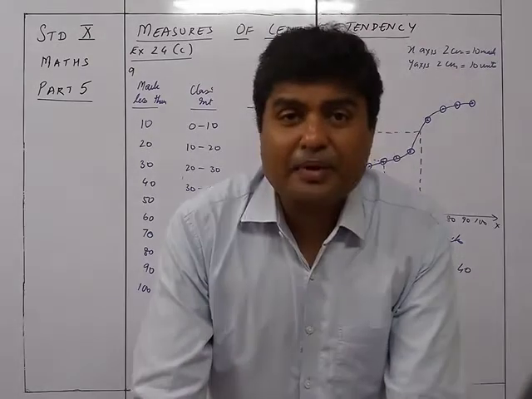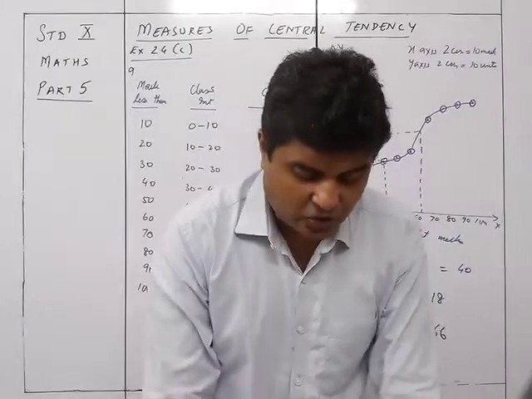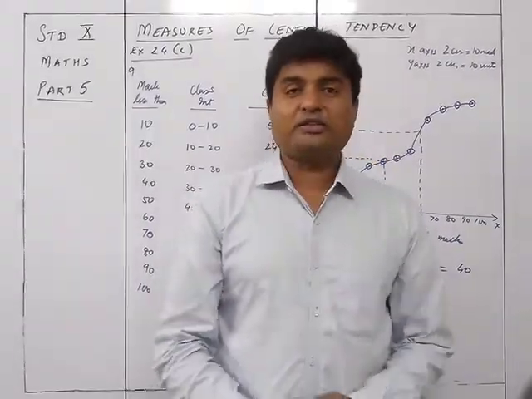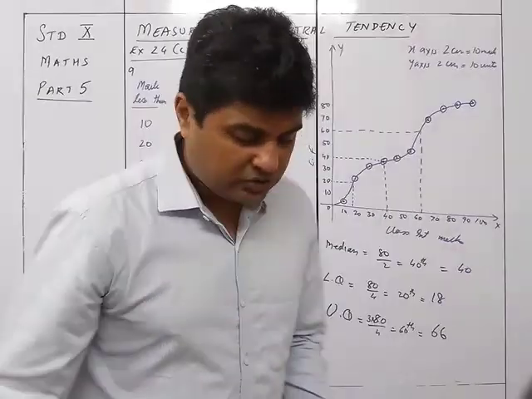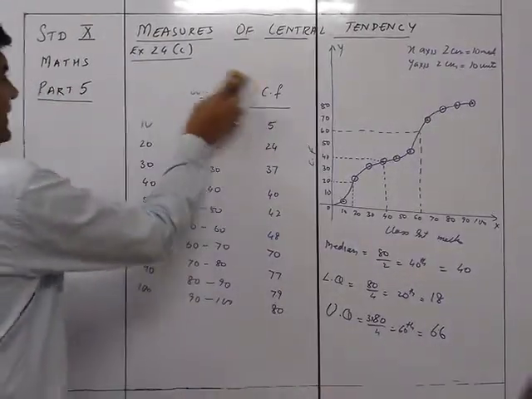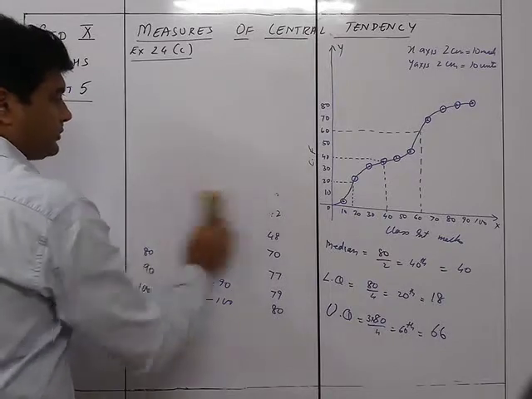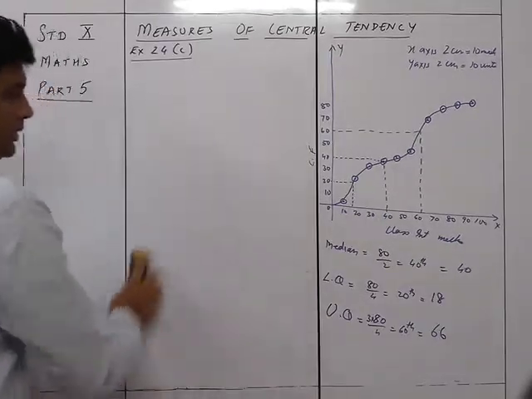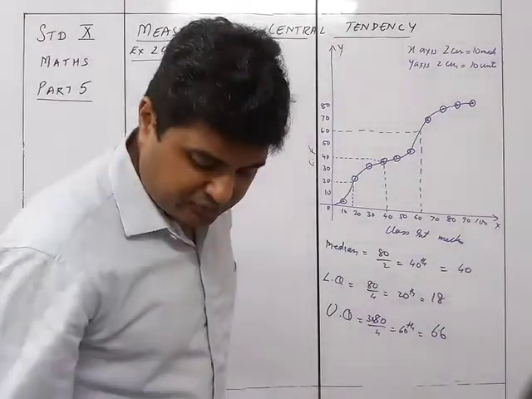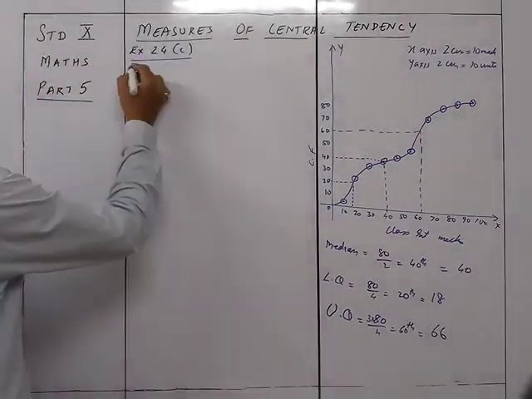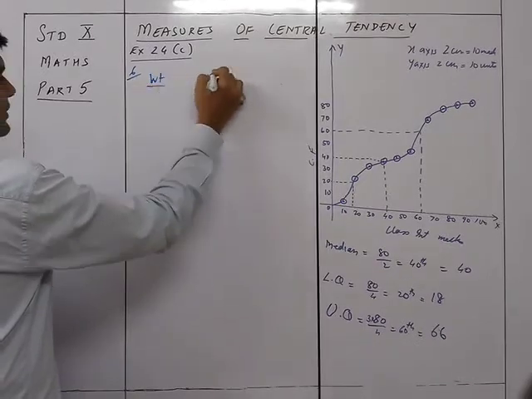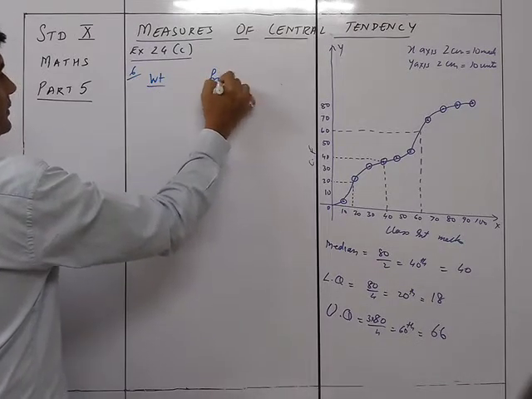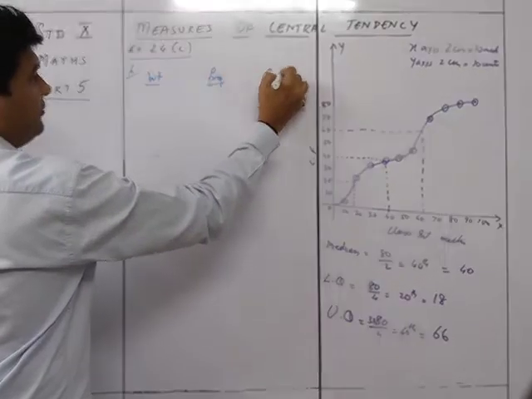I don't think anything else is required, but I think I can take sum number 6, because it has data wherein you are not supposed to draw the ogive and still you need to find the upper quartile, lower quartile and all. Let's see sum number 6, just an addition sum. We have the weight and the frequency, and then you need the cumulative frequency.